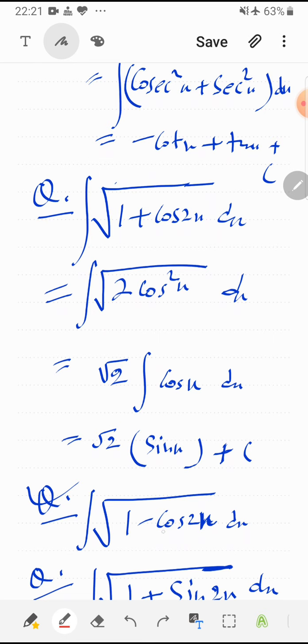Similarly, we can try this question, which is 1 minus cos 2x. So the minus sign will give you 2 sin square x here. Instead of cos square x, we will be having sin square x. So we can try this question also.